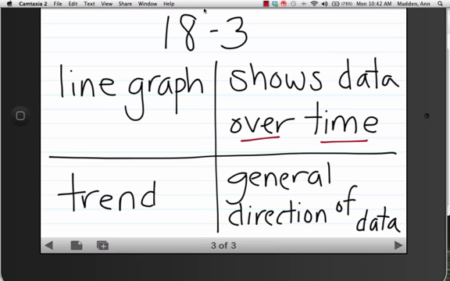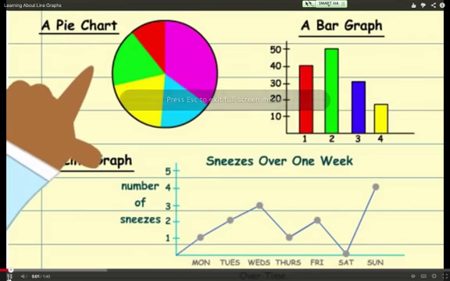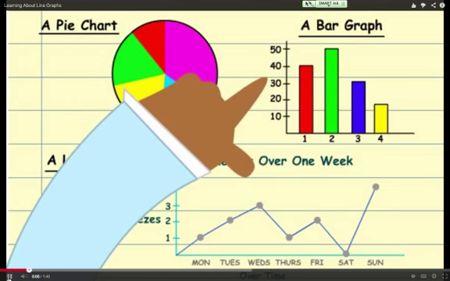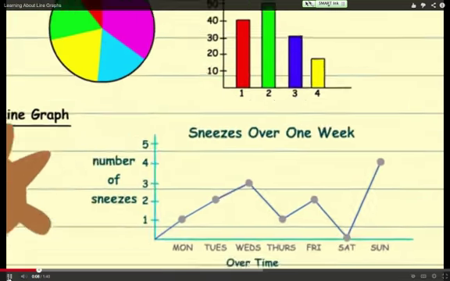Now please don't turn this off. Continue watching. There's only a few minutes left to explain what line graphs are. There are many different types of graphs. All of them are used for different reasons, but all of them make information easier to read.